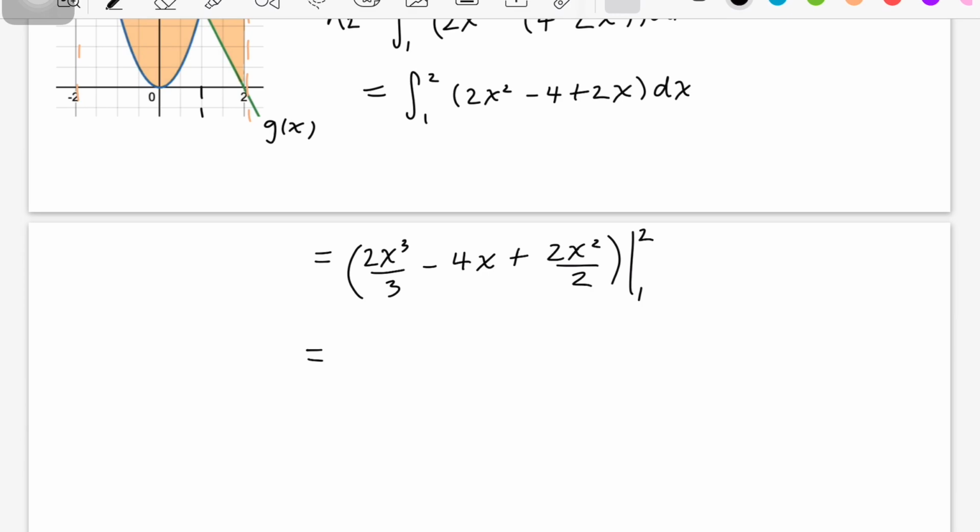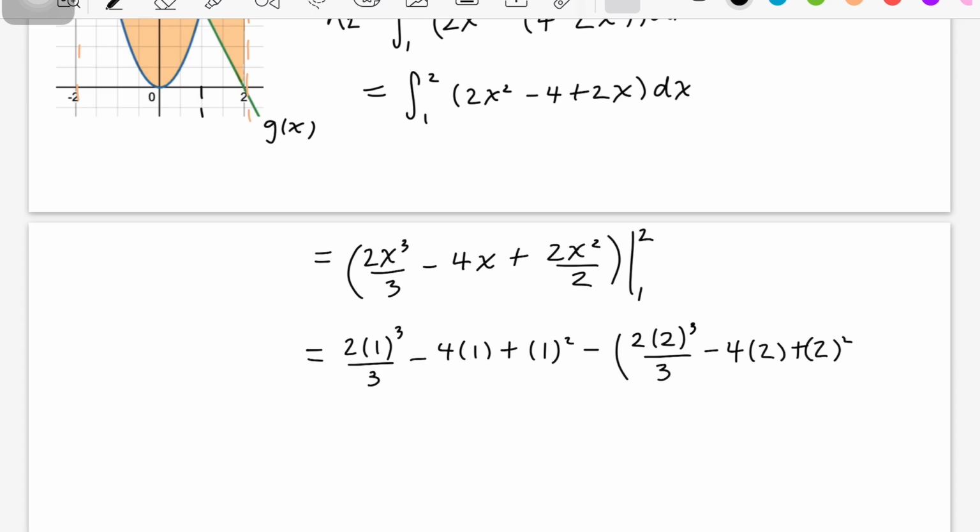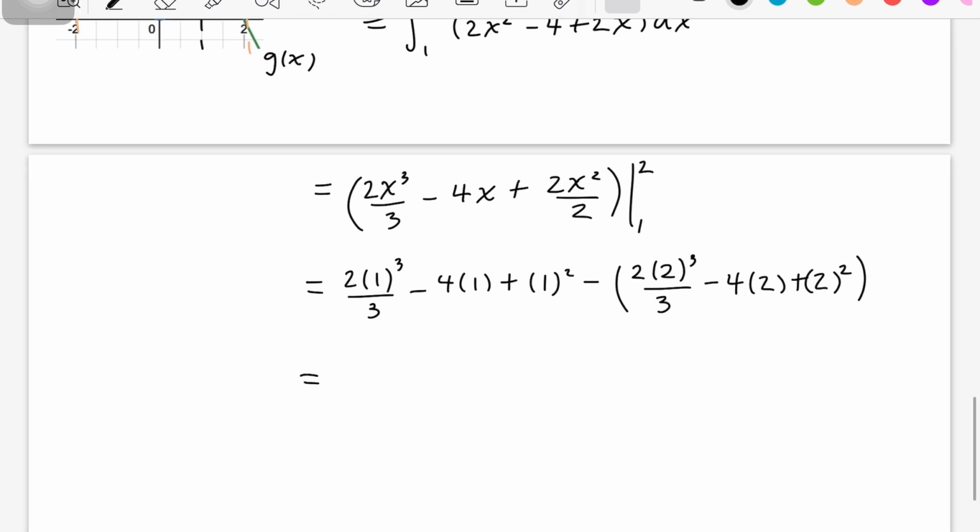Here we'll get 2 times 1 cubed over 3 minus 4 times 1 plus, this will just be 1 squared since these cancel, minus this here, minus 4 times 2 plus 2 squared. And then evaluating this, we'll get 11 over 3 here.